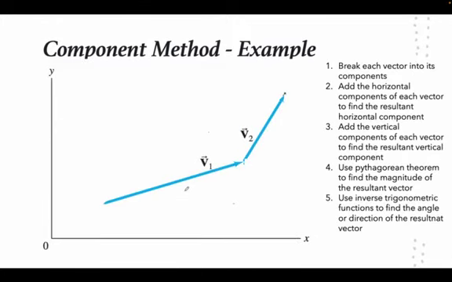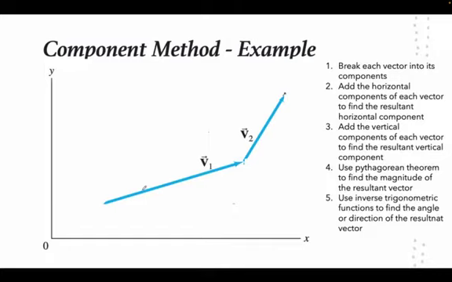All right, so how would I use the component method in a more complicated situation? Let's say I want to add these two vectors, v1 and v2. If I was doing the graphical method, that would be very simple. I would just take this and connect. I would take my ruler and measure this, and take my protractor and measure this angle right here. But I don't always carry rulers and protractors, so I have to use a different method here.